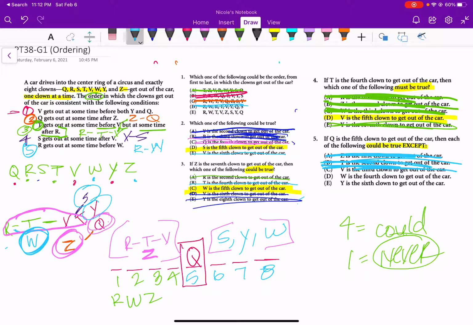W is the fourth clown. No, see, we could not put W here. There's no room for it. All 4 of these have to take up these 4 seats. So this is probably going to be our answer. But let's try the last one just to be sure. W is the 6th clown car to get out. Yeah, we could put W, or we could put Y here because it doesn't matter what order between these. So then our answer is going to be D because W cannot go here how we have it.